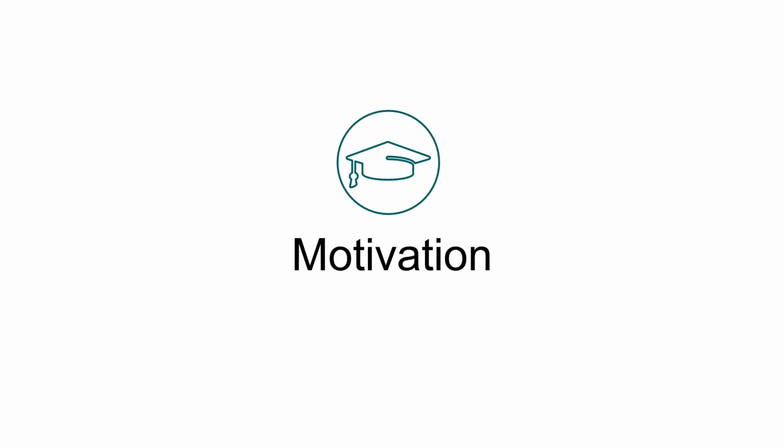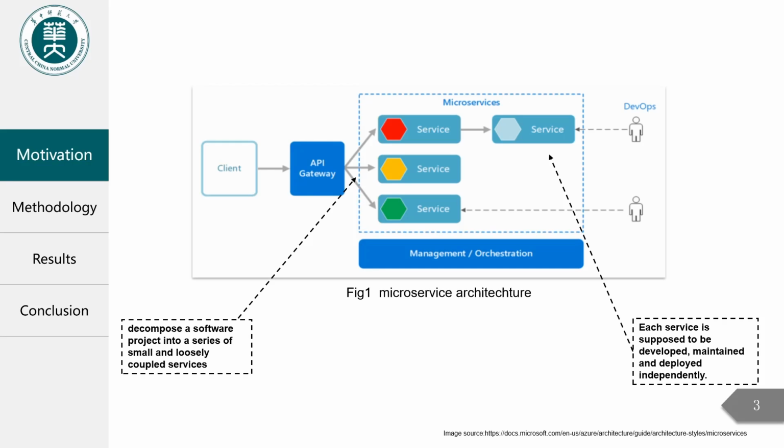First, about our motivation. In recent years, the microservice architecture has drawn a great deal of attention from the software community. The main idea of the microservice architecture is to decompose a software project into a series of small and loosely coupled services. Each service is supposed to be developed, maintained, and deployed independently. This greatly improves the efficiency of software.